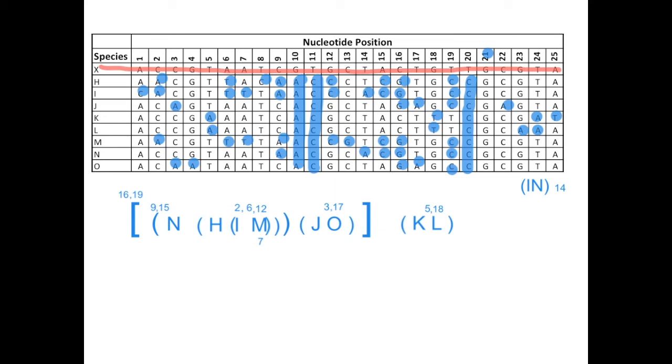20 we'll go back to. 21 is no one. We'll also go back to that one later. 22 has 1 and is uninformative. 23 is uninformative. So we have 24, which is K and L, which we've seen already. We'll add this. And 25 is also uninformative.